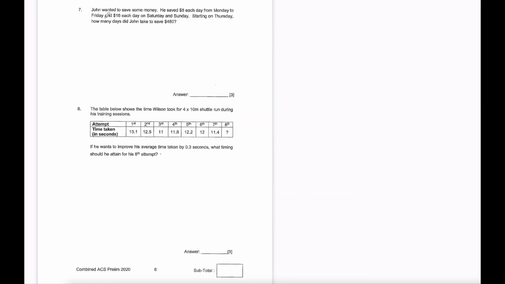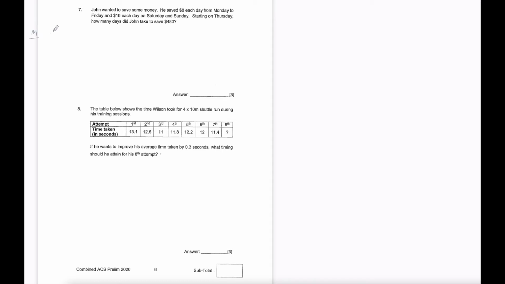John wanted to save some money and he saved $8 each day from Monday to Friday and $16 each day from Saturday and Sunday. So he started on Thursday. And how many days did John take to save up $480? So let's find out how much he saved in a week, okay? Which is from Monday to Sunday.